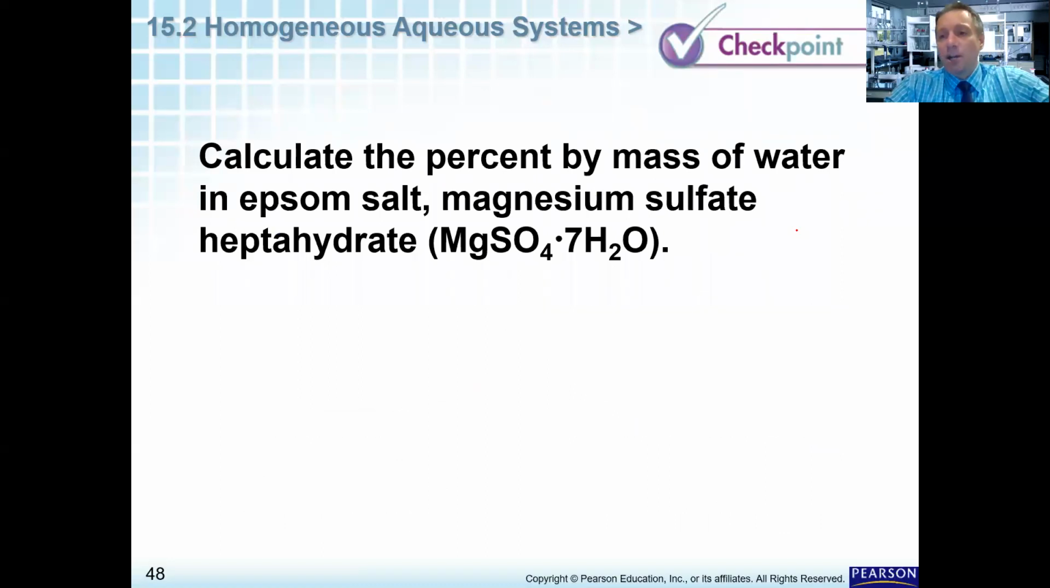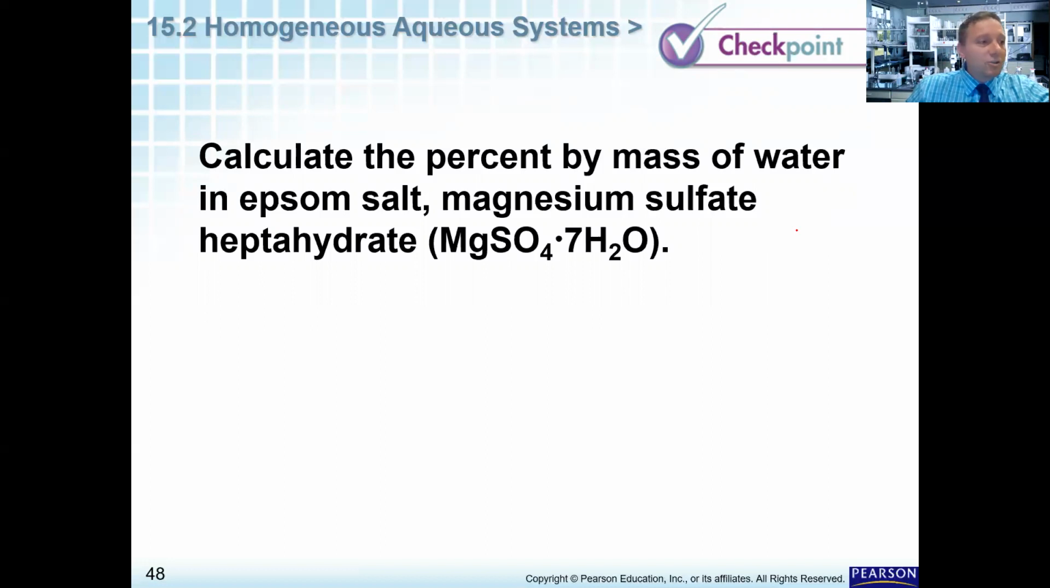All right, so let's look at this checkpoint here. Calculate the percent by mass of water in Epsom salt, magnesium sulfate heptahydrate. So here is our formula. We're going to do this calculation here together quick, and then we'll look at it. You might want to pause the video and try it yourself, and then come back on and do it.